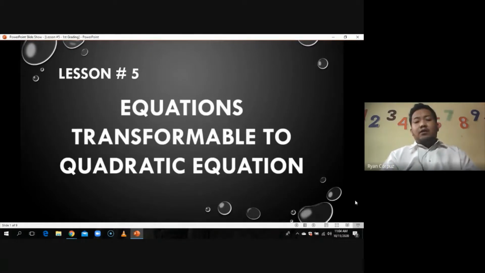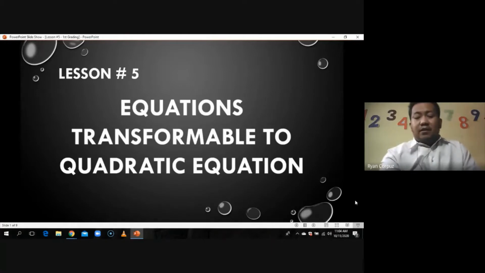So we are here going to solve equations wherein at first we cannot say quadratic, but if we are going to apply mathematical concepts, for example, we are going to make it quadratic, then solve it using any methods that we have discussed in solving quadratic equation. So how are we going to do that? Let's start with the discussion now.